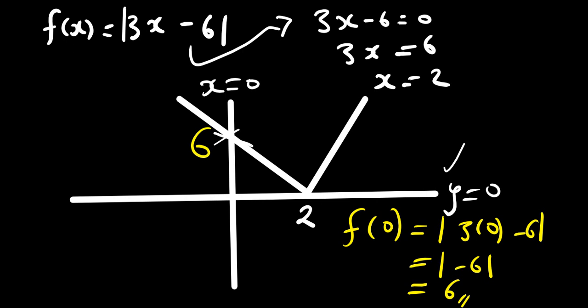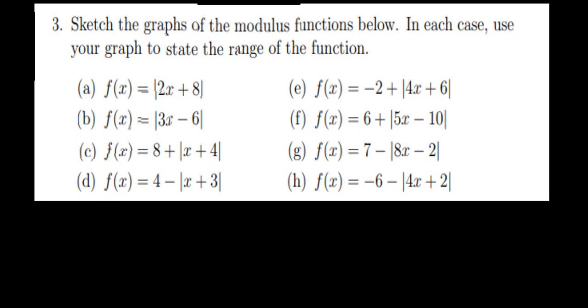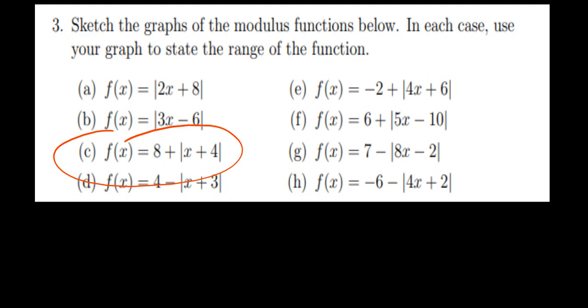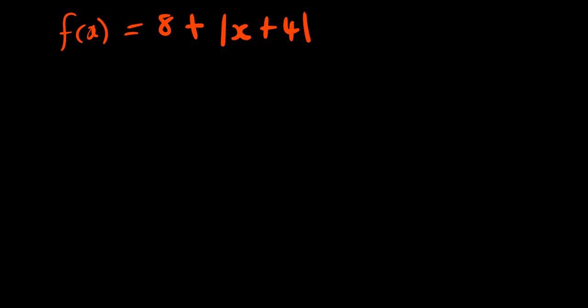Let's solve another one. We have c: 8 plus the modulus of x plus 4. So we are saying f of x is equal to 8 plus the modulus of x plus 4. How are we going to do it again? Get what is in the modulus function equated to 0, so that you know the shift in the x-axis. So x will just be equal to negative 4.